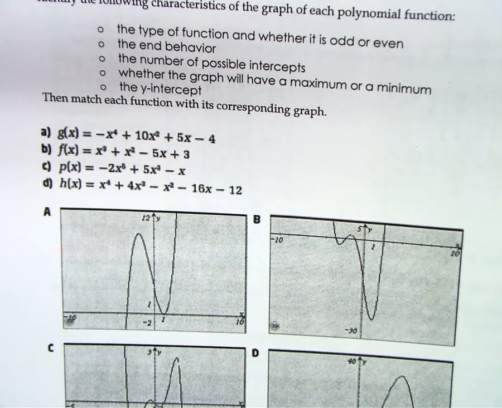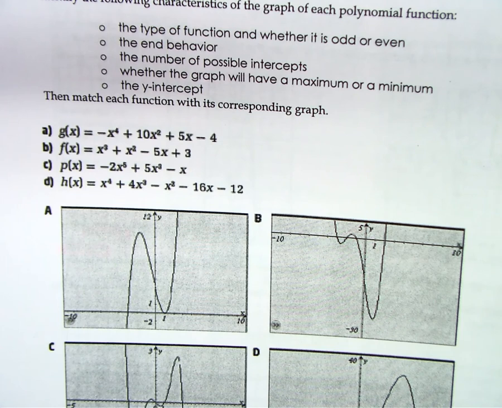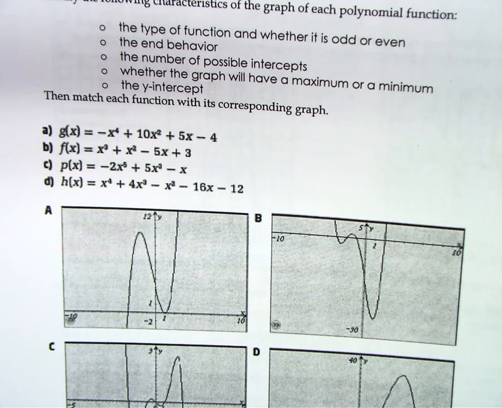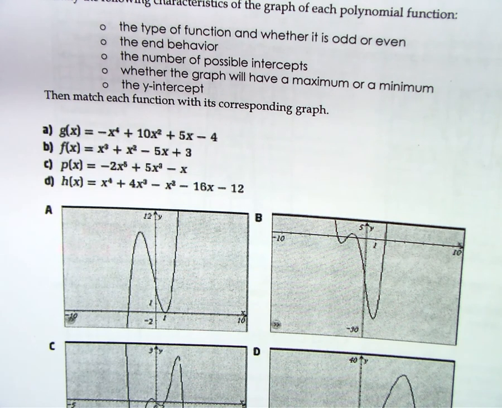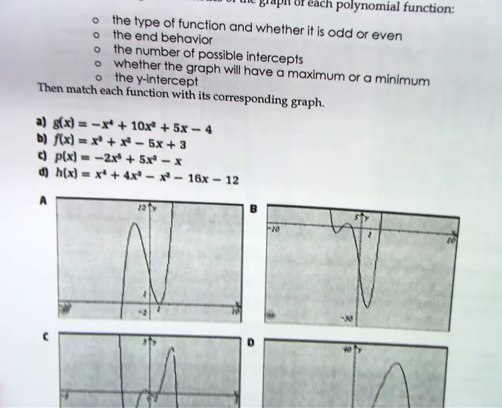Identify the following characteristics of each graph. So is it odd or even, the end behavior, the number of x-intercepts, whether the graph will have a max or min, and the y-intercept. Then you have to match the graph to its equation. Maybe let's start with the matching part of it. Okay? Maybe let's even back it up a little bit.